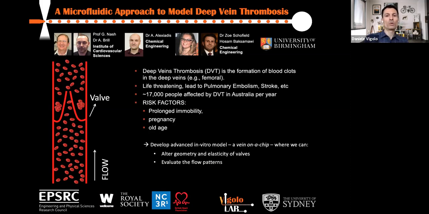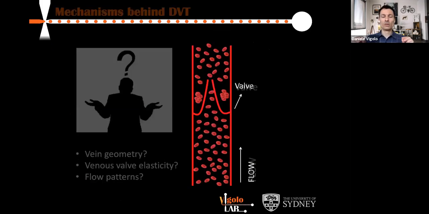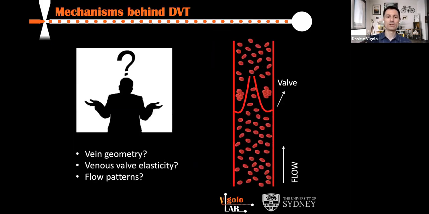And what we really wanted to understand here is how we can connect the properties of the vein itself, and in particular the flow pattern that develops in the vein, with the formation of thrombus, and in general with DVT. The reason why we're doing that is that besides the fact that we know there are risk factors for DVT, there are a number of questions that have no answer yet.